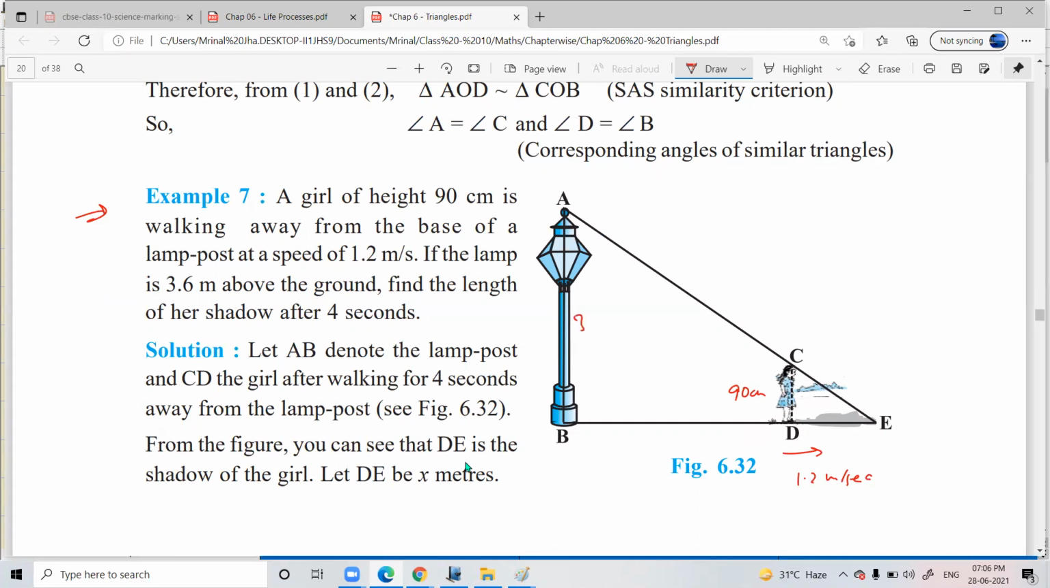So this lamp post is 3.6 meters. After 4 seconds, they're asking what is the length of her shadow. What is the story? First of all, the girl started walking away from the lamppost. For how long did she walk? She walked for a duration of 4 seconds, with a speed of 1.2 meter per second. So in 4 seconds, how much distance did she cover?